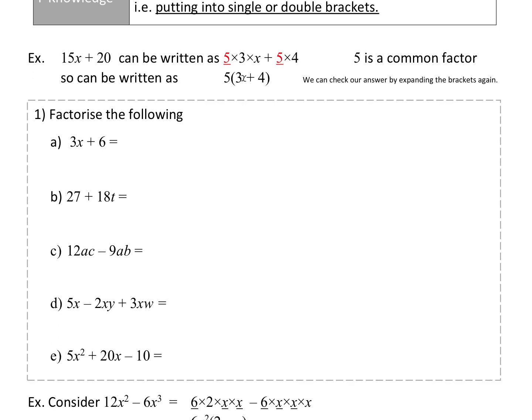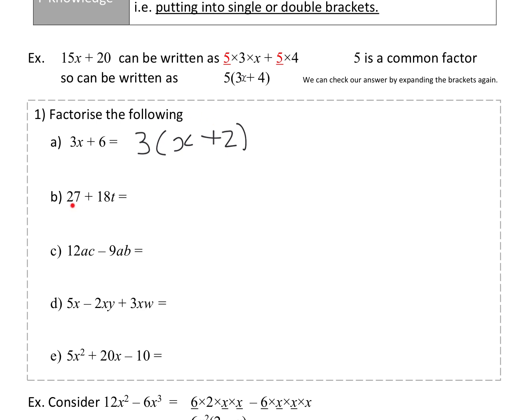Let's have a go at example 1. If we look at the expression here, 3x plus 6, we can see there's a common factor of 3. So we can bring the 3 out in front of the brackets, and then we think 3 multiplied by what would give us 3x, which is x. 3 times x is 3x. And then 3 times what would give 6. The answer is 3 times 2 is 6. Or if you expand out that, you should get 3x plus 6.